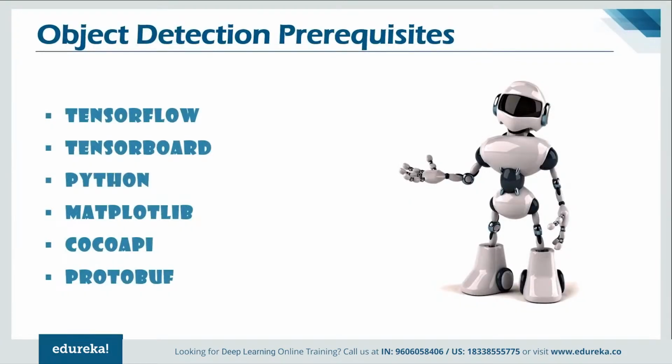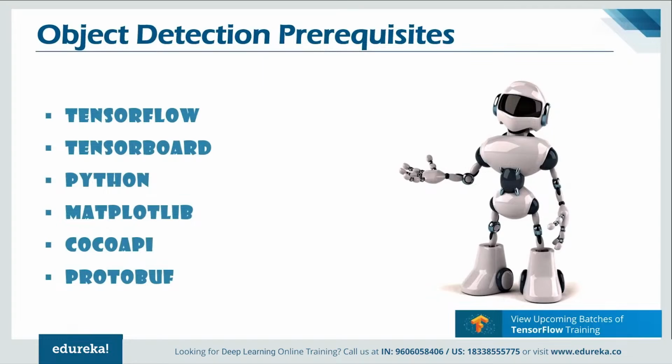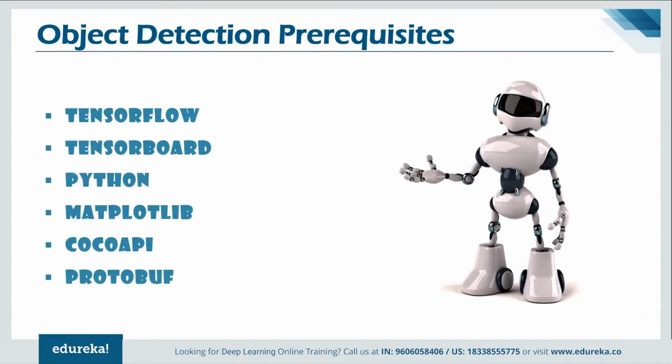Now to begin with, you want to make sure that you have TensorFlow installed with all of its dependencies like TensorBoard, Python, matplotlib, the COCO API, and the protobuf. Now I'll explain what all steps are needed. For CPU TensorFlow, you can just do pip install tensorflow, but of course the GPU version of TensorFlow is much faster at processing, so it is ideal.